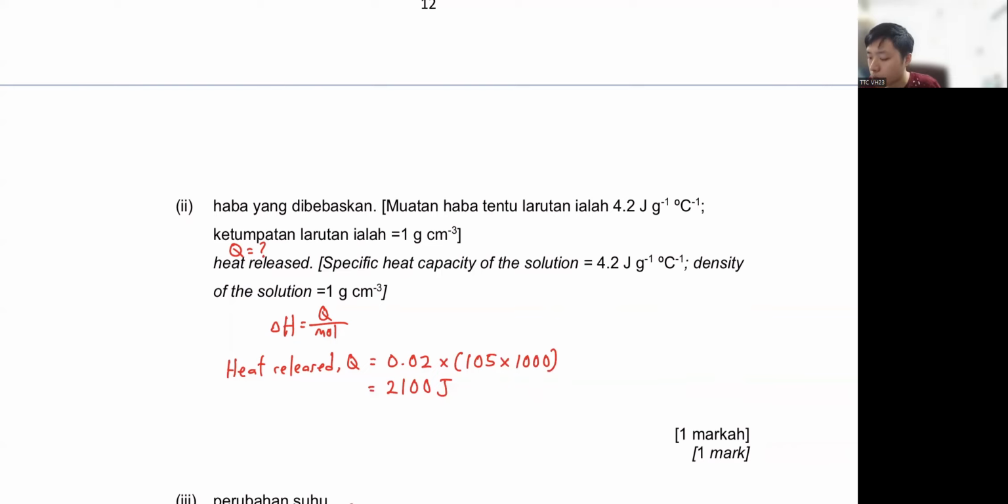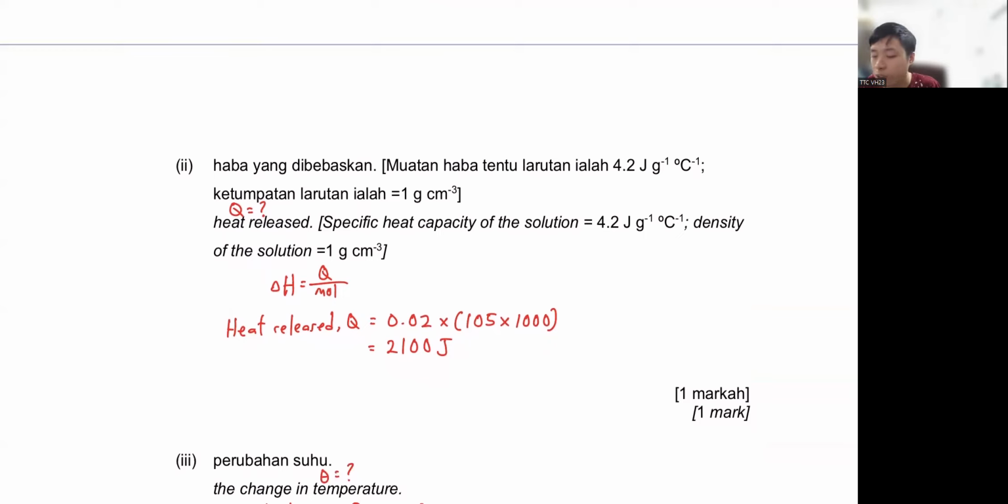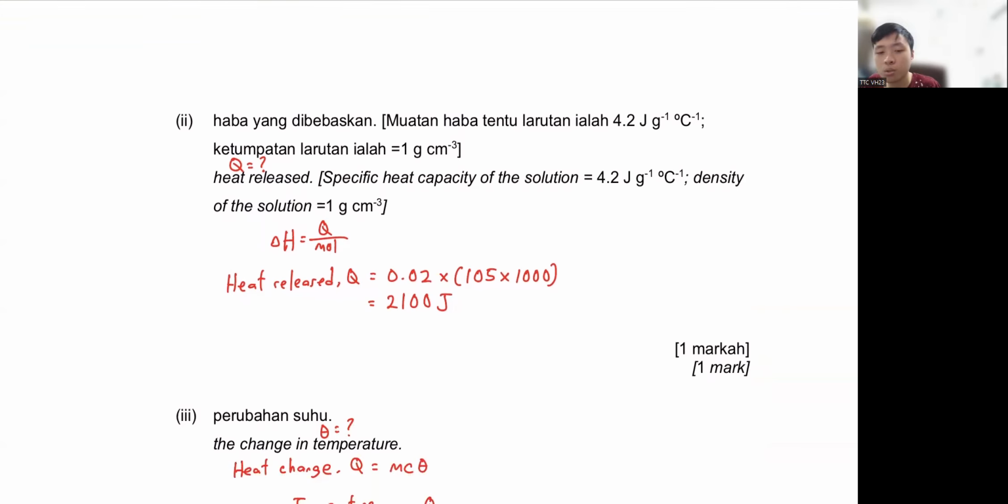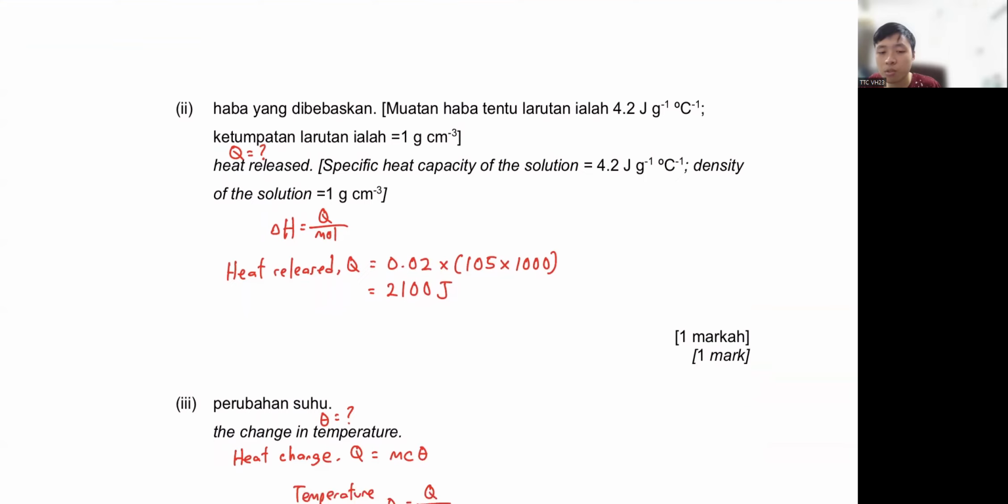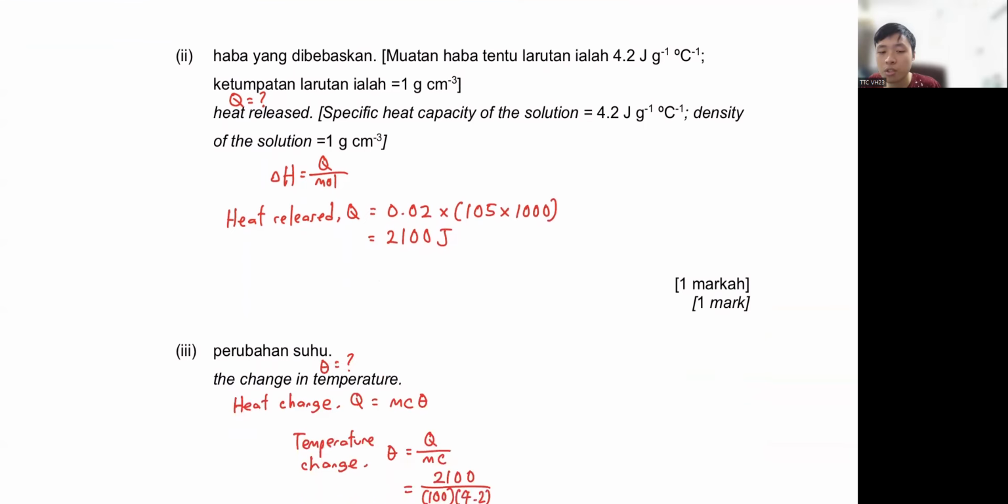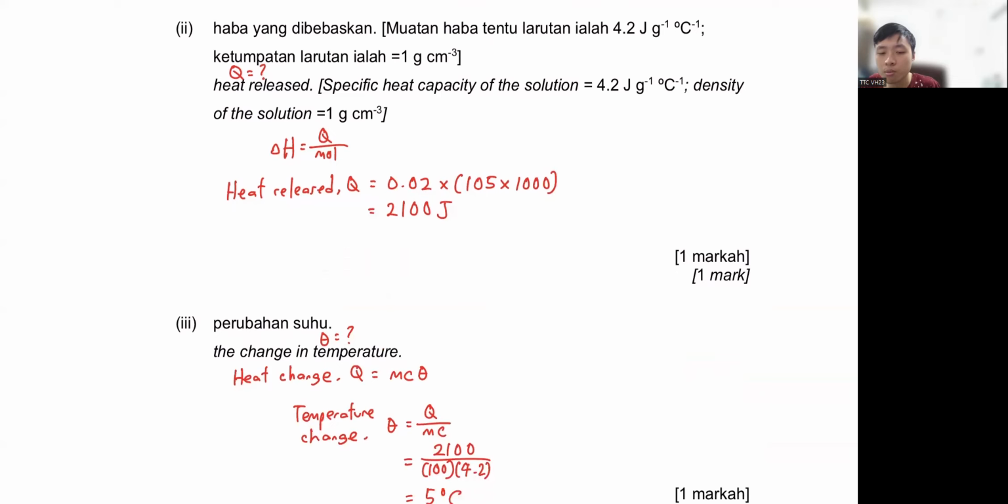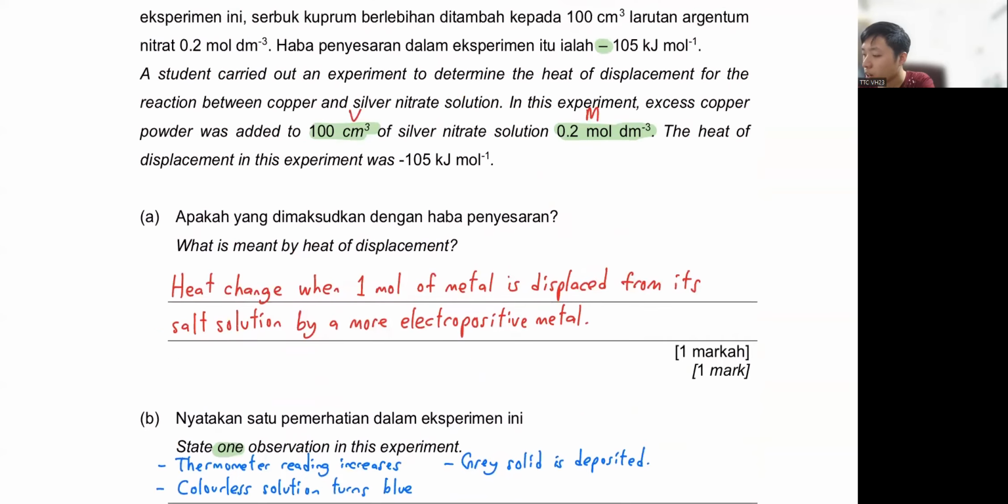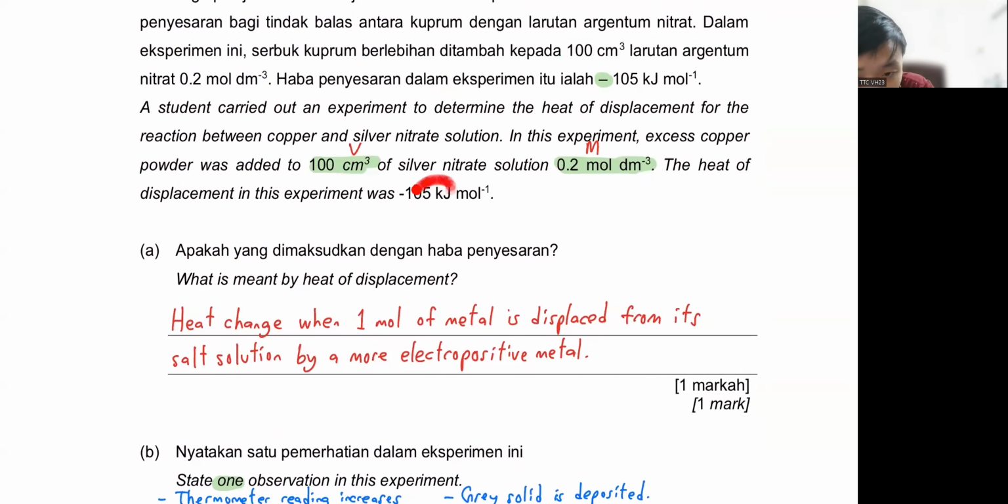Then the third one is asking you for the change in temperature, theta. Now you finally have Q already. That's why you can use Q equals m c theta to find theta. Q just now is 2100, m is 100 cm3 above. Then the temperature change is theta equals Q over m c. The 105 is in kilojoules, so 105 times 1000, since 1 kilo equals 1000.